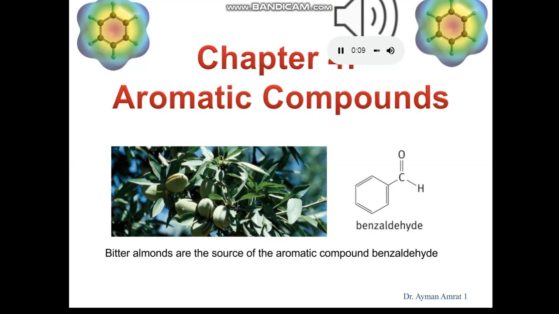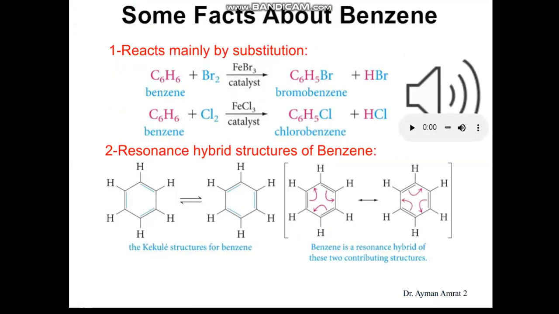Aromatic compounds are compounds found in nature, like bitter almonds (لوز المر), which contain benzaldehyde, a benzene derivative compound called benzaldehyde. The simplest compound of the aromatic compounds, or arenes, is benzene.